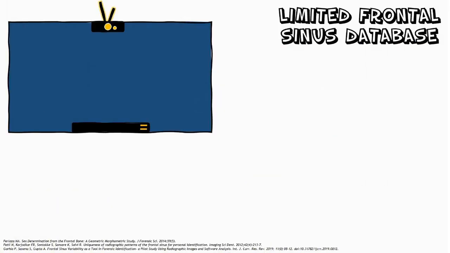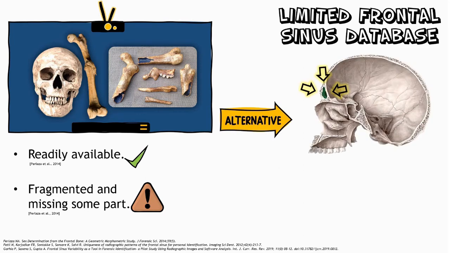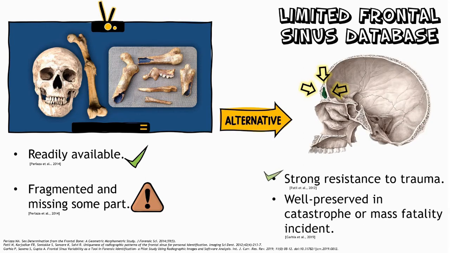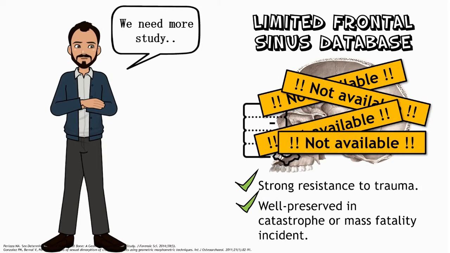Second, limited frontal sinus database. Other bone structures such as skull and long bone databases are readily available. However, these bones that are commonly used for identification are often damaged in recovered skeletal remains and may not be suitable for sex estimation, thus creating a need to look for another alternative such as frontal sinus. Frontal sinus has strong resistance to trauma, which makes it well preserved in mass disasters. However, unlike the skull and long bones, the database of frontal sinus is not available.